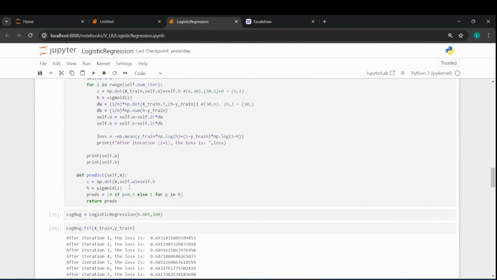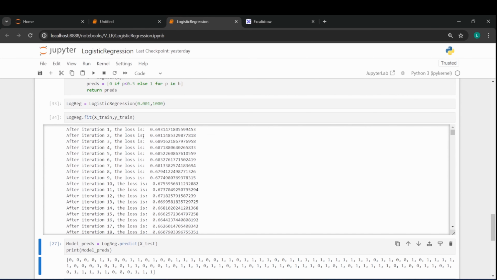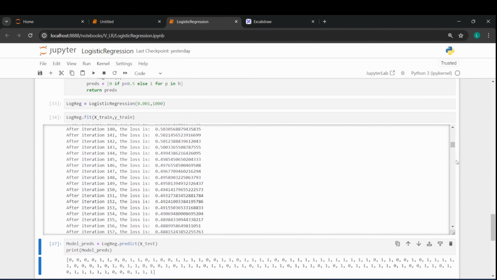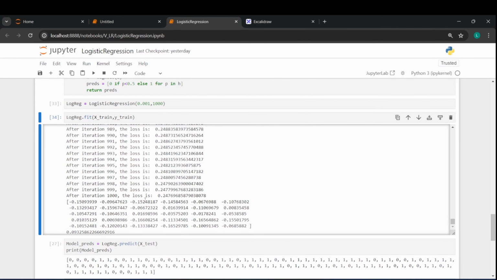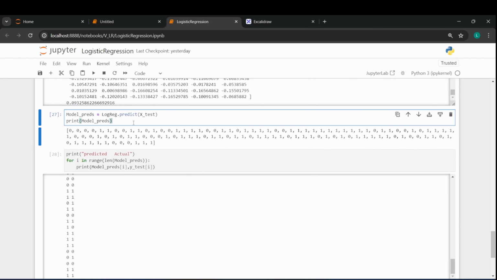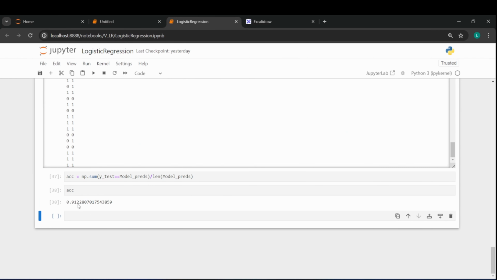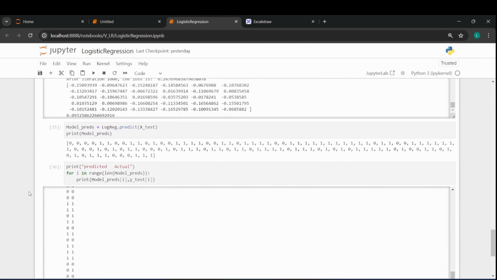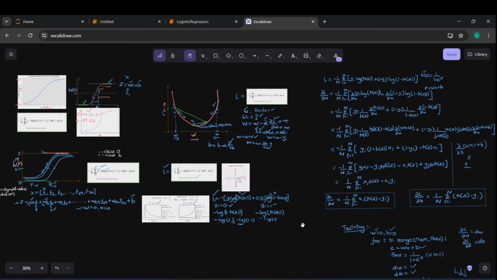Let's see if we can improve the accuracy by increasing the number of iterations, let's say 1000 this time. So for 1000 iterations, after the first iteration the loss is 0.69, the loss value is gradually decreasing, and for the 1000th iteration the loss value is reduced from 0.69 to 0.247. So we can say that the model is trained well. Now let's see what its accuracy is, and the accuracy increased from 89 to 91.22%, which is a good accuracy. So the model is performing well, and that's it. This is everything about logistic regression, and feel free to correct me if I have explained anything wrong.